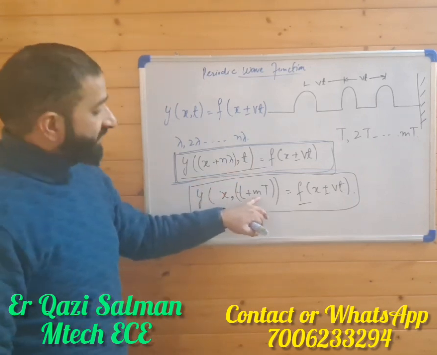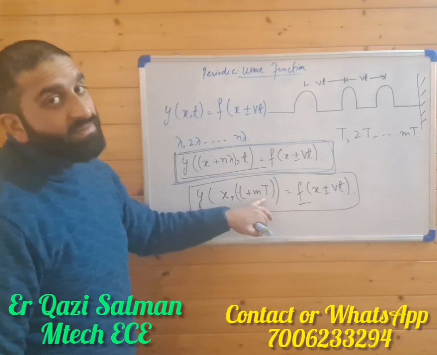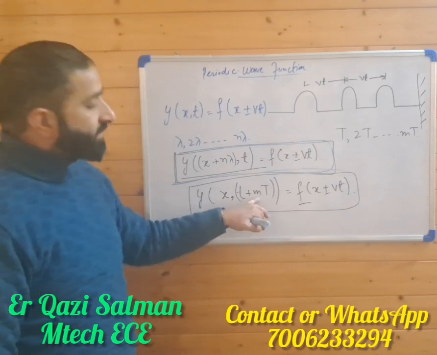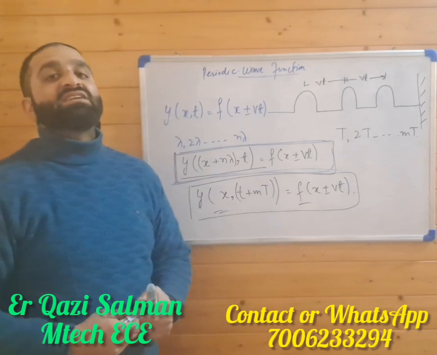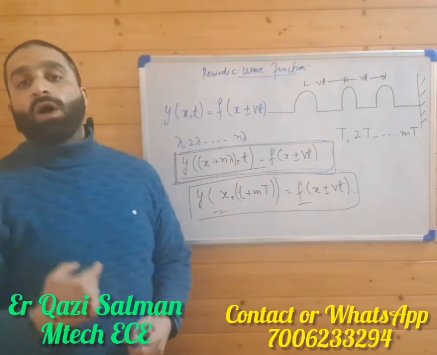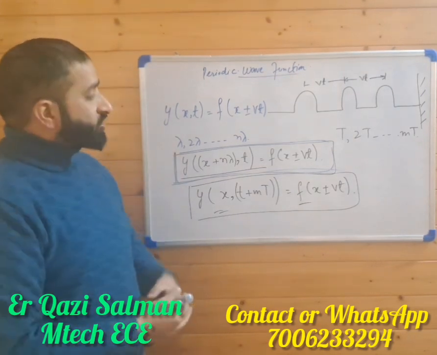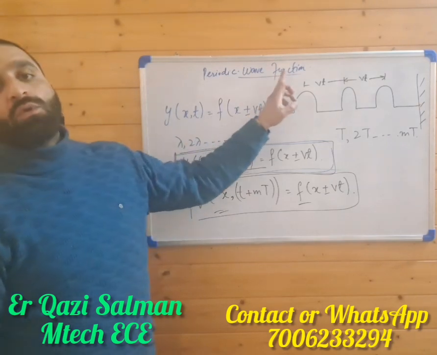After one cycle, when m is equal to 1, that is after one time period, it will repeat itself; after two time periods it will repeat itself; after m time periods it will repeat itself. So these are the equations which perfectly describe the motion of a wave train, or periodic pulses, or a periodic wave. So these are called periodic wave functions.